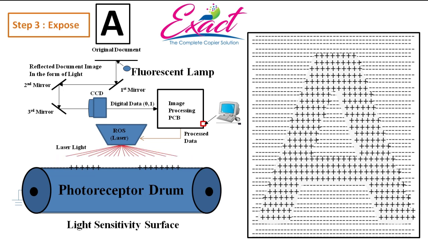In either case, the areas of the photoreceptor exposed to light are selectively discharged, causing a reduction in the electric field. The darker areas retain their charge. This discharged image on the photoreceptor, which is invisible, is known as the electrostatic image or latent image.